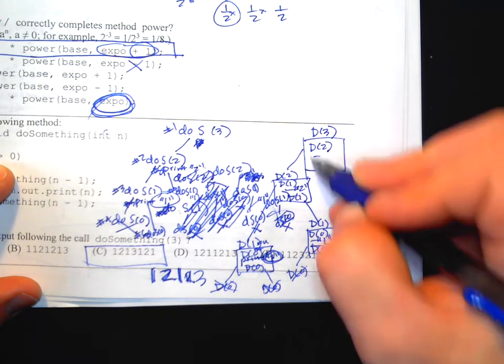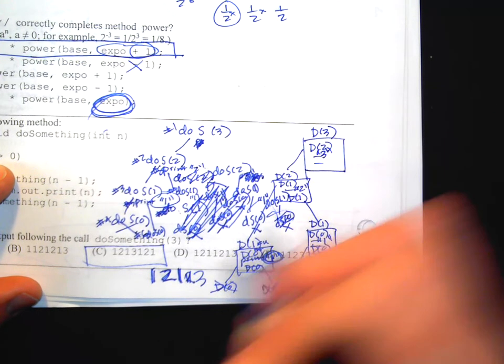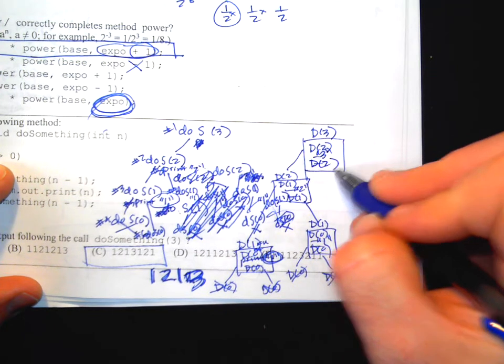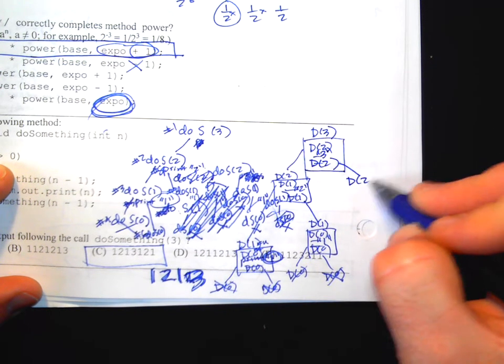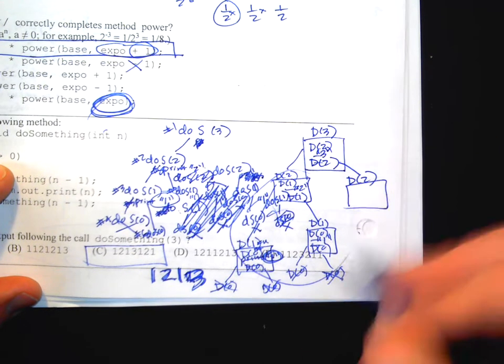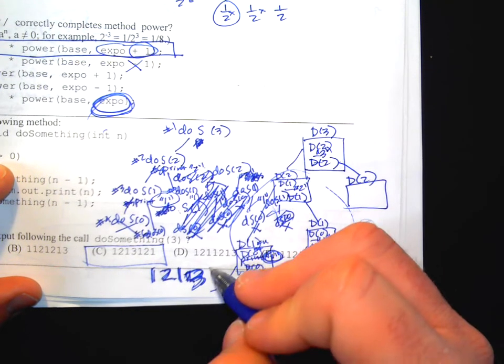So we come back up here and it prints a 3 out. So we're here at the 3. And then it calls do something 2. And then we're going to have the same process play out over here that we just did right here exactly. So we're going to get another 1, 2, 1.